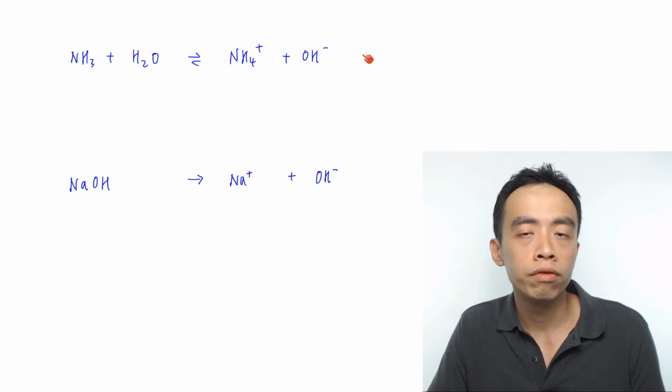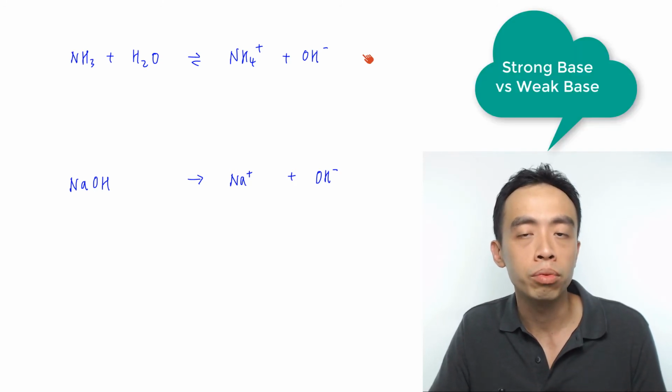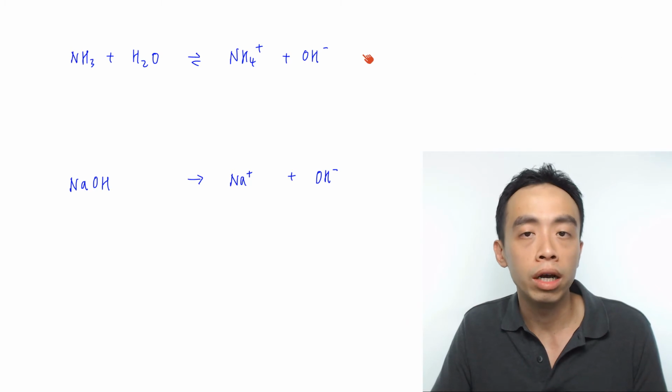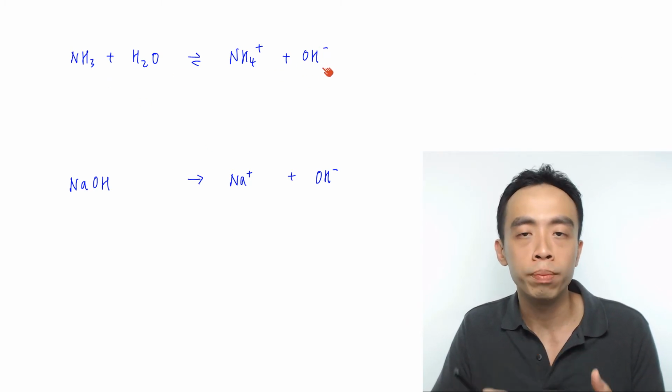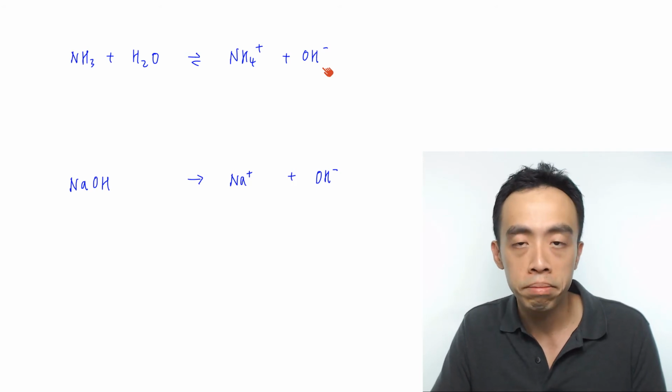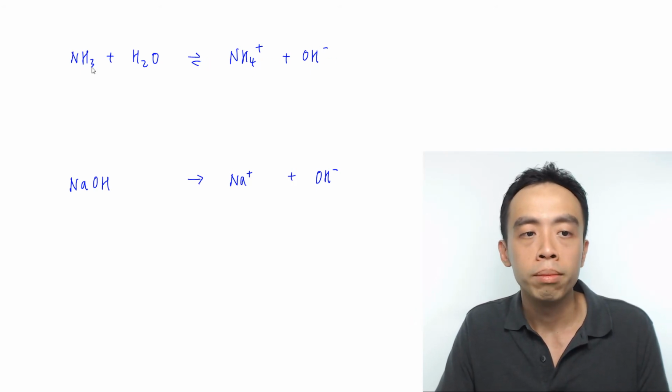Now next for bases, we have two types, a strong base and a weak base. Remember, a base is a proton acceptor, but when we write out ionic equilibria, usually we show the formation of OH-. If you can form OH- in solution, then it's considered a base. If I look at ammonia, it's a partial dissociation, so this is a reversible sign to give NH4+ and OH-. So ammonia is a weak base.